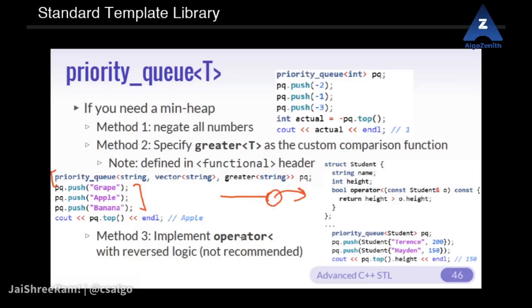Also, you can do it in a way using the operator less than that you can change inside the structs, but this is not really advised. Like you are using the less than symbol and it's actually meaning greater than. This becomes confusing, so it's not advised. So mostly we use the first one for quick implementation, or in case you really need it, you can use the second one as well.